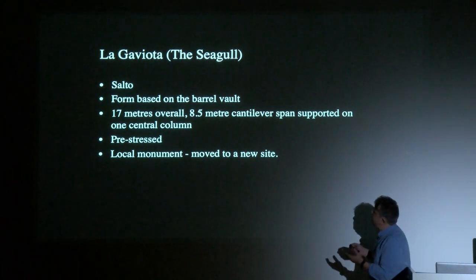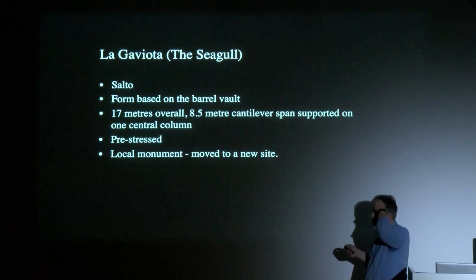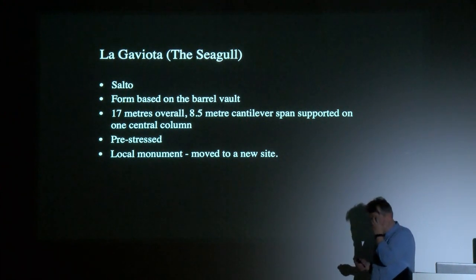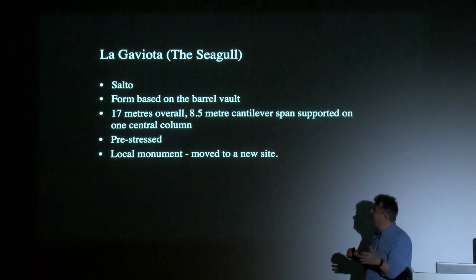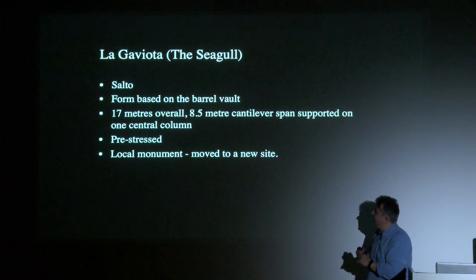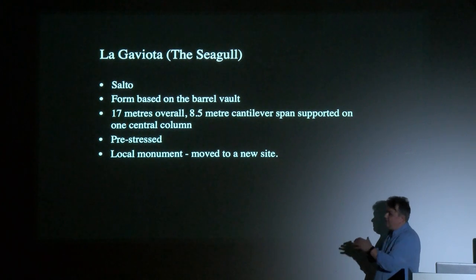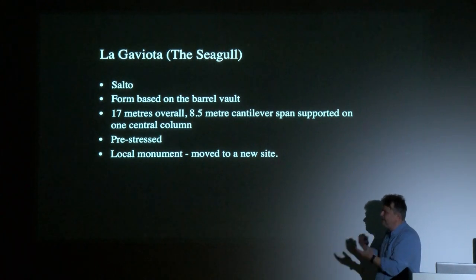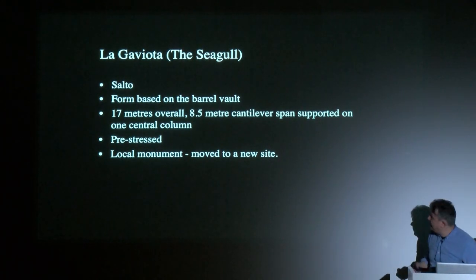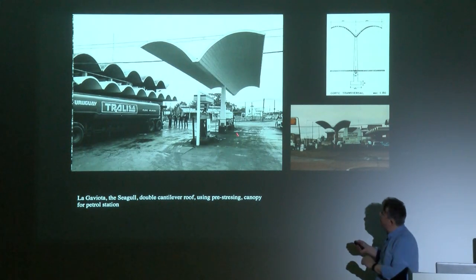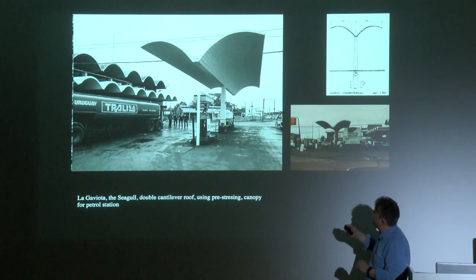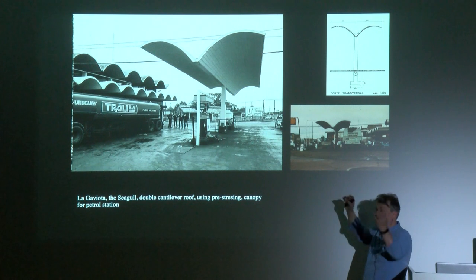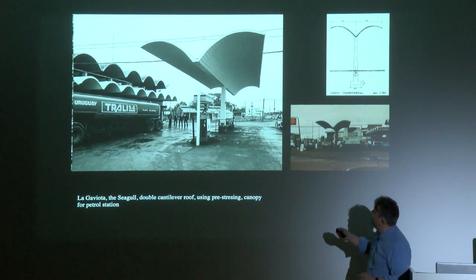Now, to go on to this project, this is a particularly unusual project in his catalog. And it borrows a lot from the barrel vault, but it was conditioned by a set of particular circumstances. And it's a vault which, again, is supported by a central structure. And it was originally intended to be the canopy for a petrol station. So this is the structure. It's known as the seagull because of the cross-section. But this section has a form that comes from the barrel vault. So it's not a vault because it hasn't got the reactions at either end. But it's this remarkable construction that sits on the central column.